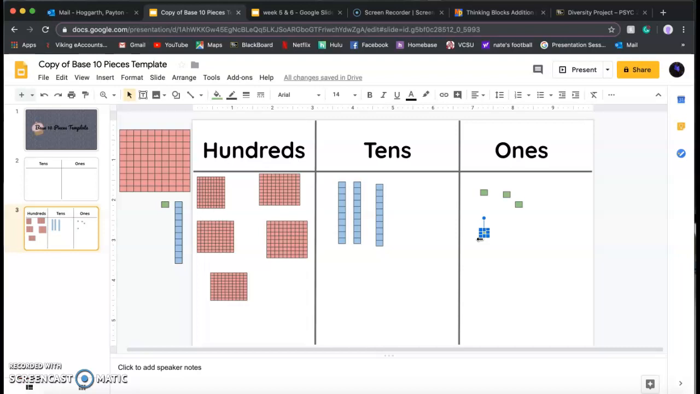So the first thing I'm going to do, and then, so I have 534 minus 275. Alright. So I need to take away 275. But I can't take 70 out of the 10s or 5 out of the 1s. But I can take 2 100s out.